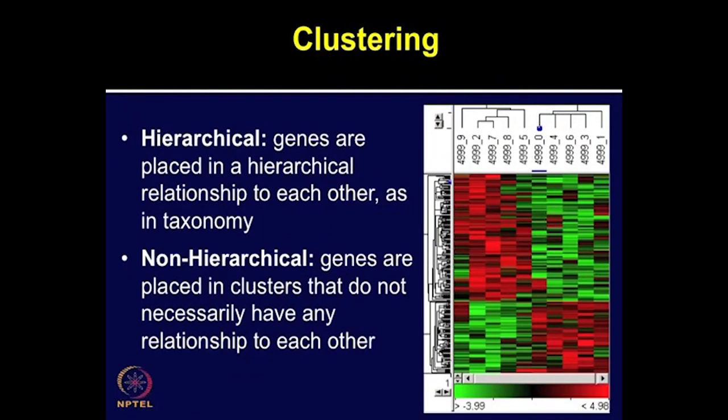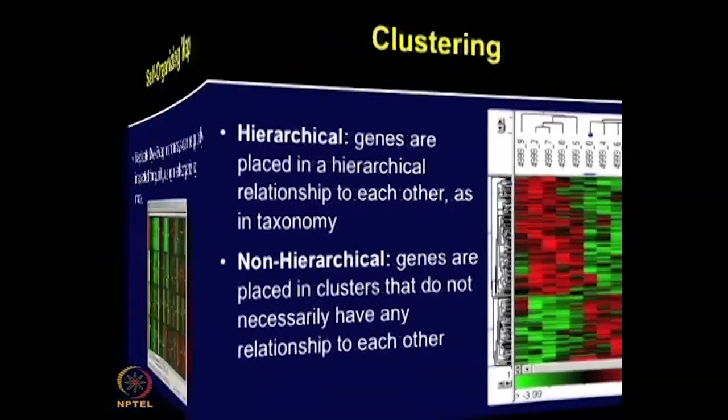Clustering. After analyzing the microarray data set, you would like to cluster data to find out the patterns in which cohorts are segregating. You would like to know whether your controls and treatments fall into different clusters. There are different types of clustering, broadly hierarchical and non-hierarchical clustering. The hierarchical clustering involves where genes are placed in a hierarchical relationship to each other as in the taxonomy. The non-hierarchical clustering involves where genes are placed in clusters that do not necessarily have any relationship to each other.